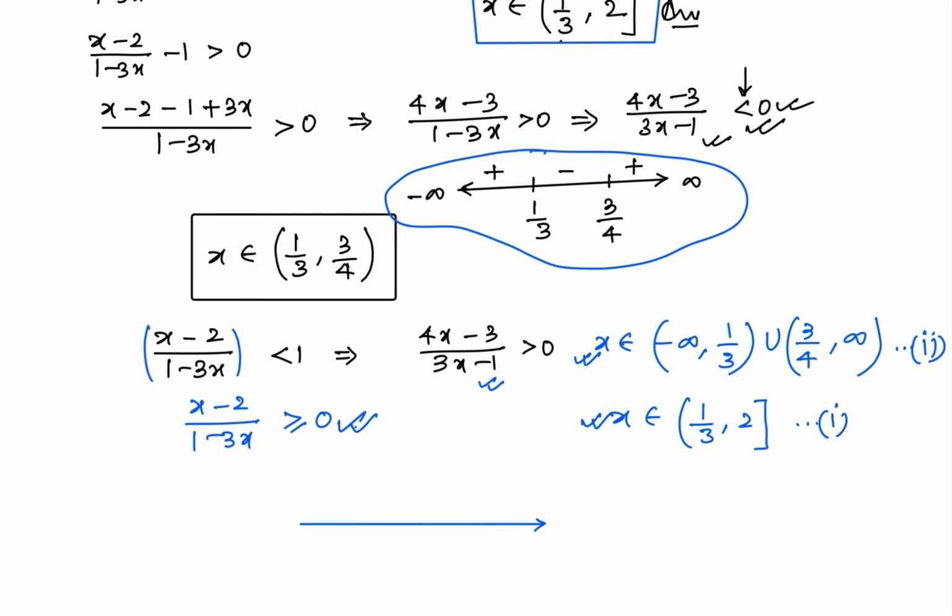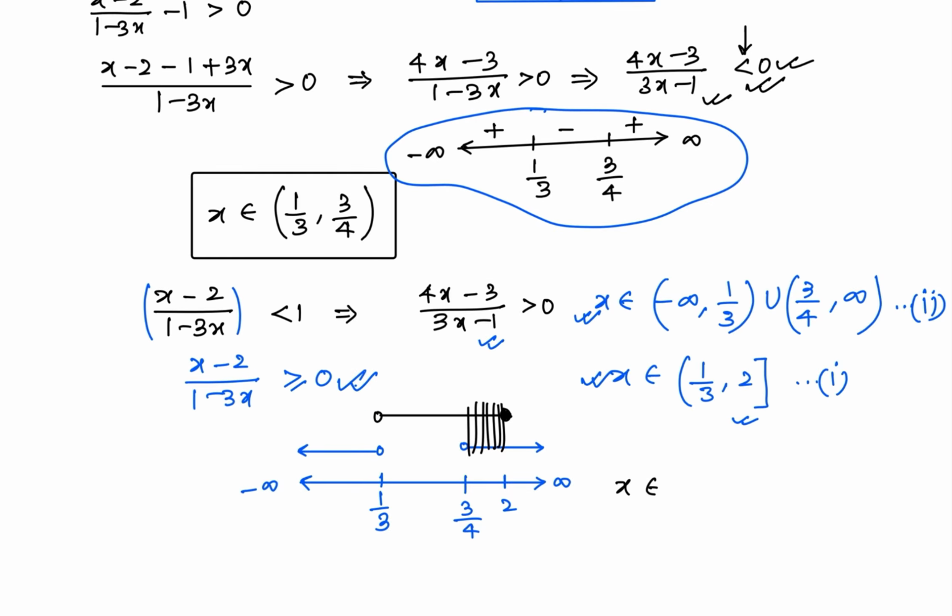In order to take the intersection, we will plot this on a number line. So minus infinity to 1 by 3 and 3 by 4 to infinity, this is like this interval, and this is 1 by 3 to 2. So 2 will lie here. So 1 by 3 to 2, it is closed. Now we will take the intersection of these two intervals. We can see that this is the intersection region only. So the final answer will be x belongs to 3 by 4 to 2, and 2 will be closed and 3 by 4 will be open. So this is our final answer.